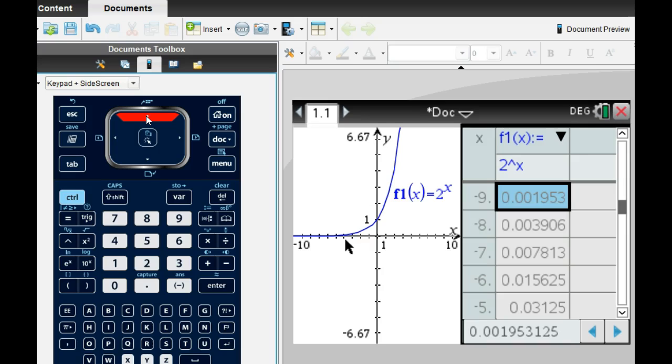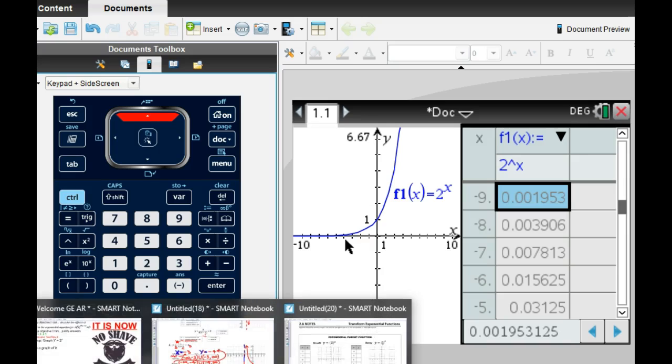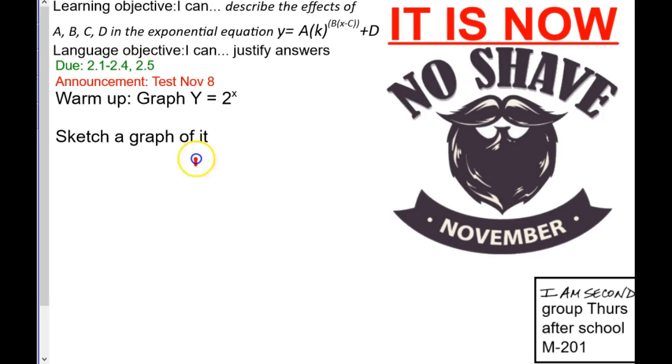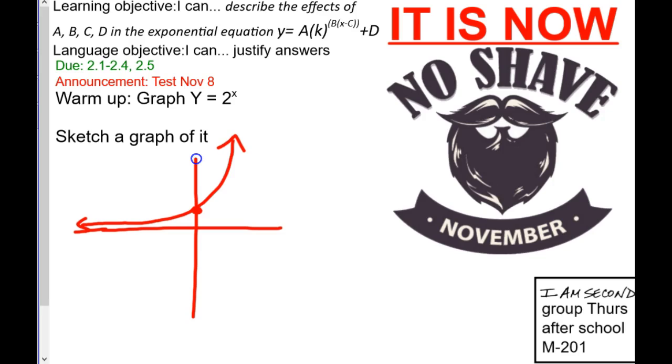All right, so now let's graph this. So draw your axes. Now it's going to hit at 1. It's going to get real close, and yeah, do your best. Okay, so that is your warm-up for today.